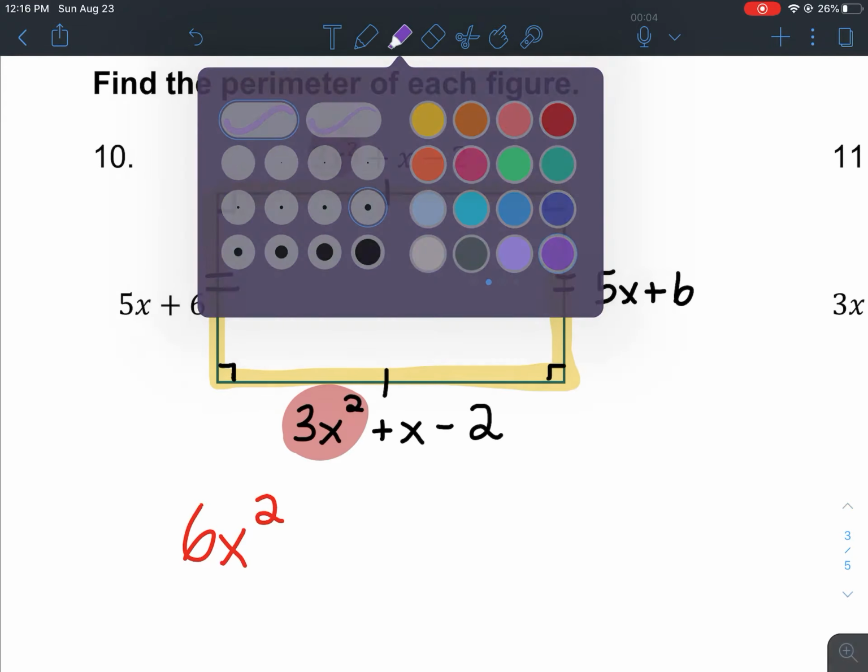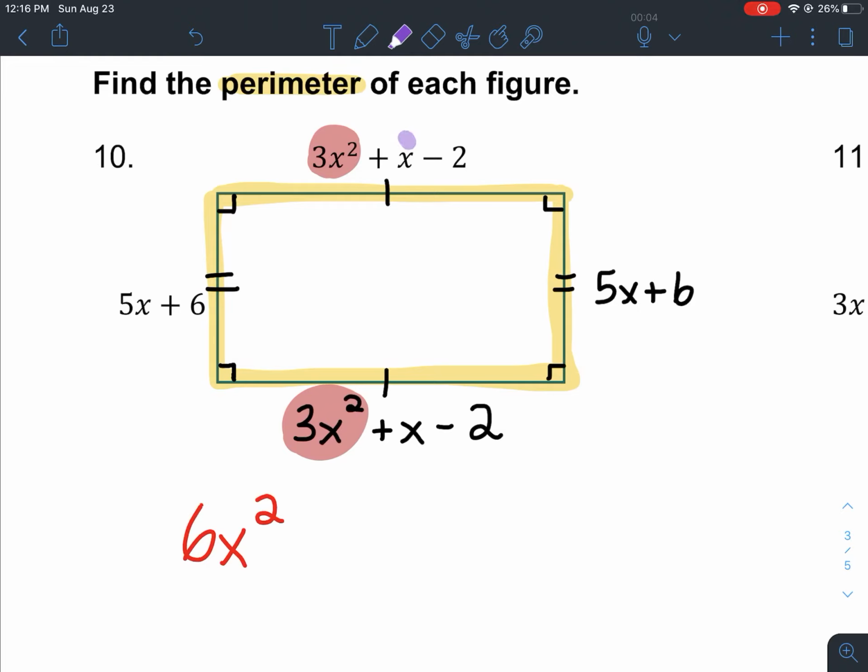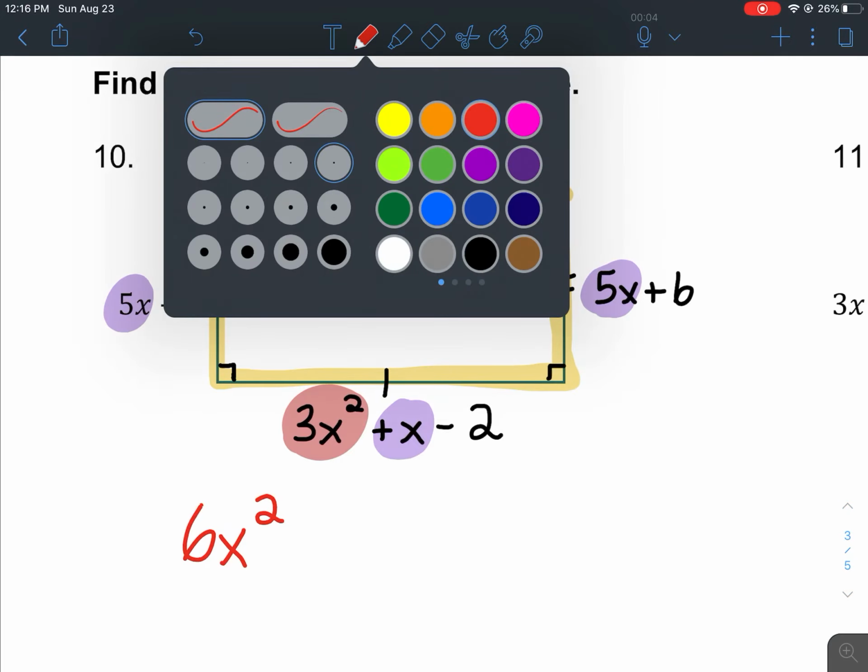Next, we look for other like terms, and we see we have a bunch of x's. So we have an x here, 5x, 1x, and 5 more x's. So we have in total 12x if we add up all of those together.